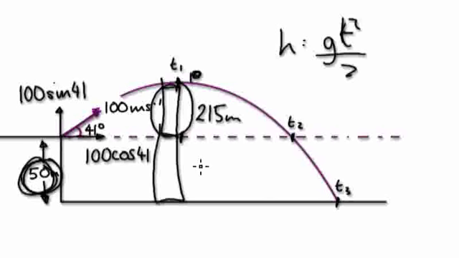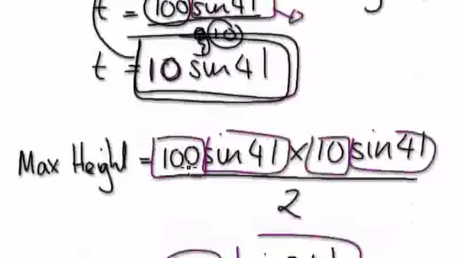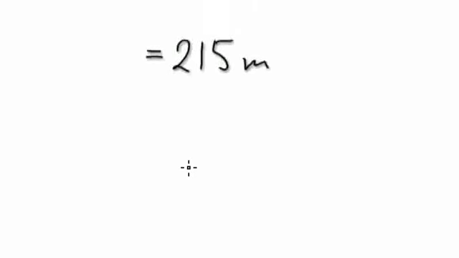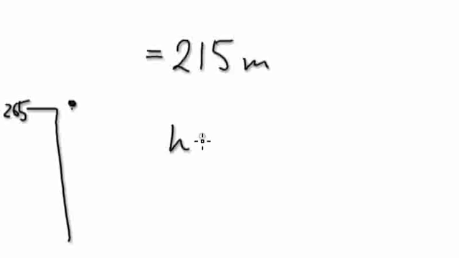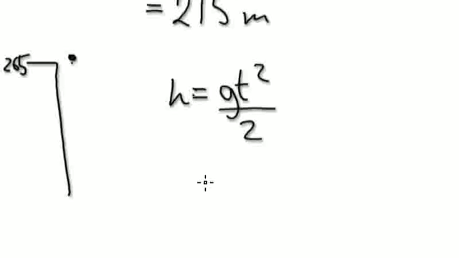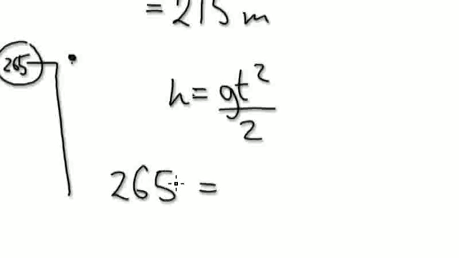Now we've got to add it to this, which would give us a total height of 265. So really, we've got this 265 here. How long will it take for the cannonball to hit the ground? So jump to this: h equals gt squared over 2. The h in this case would be this 265.